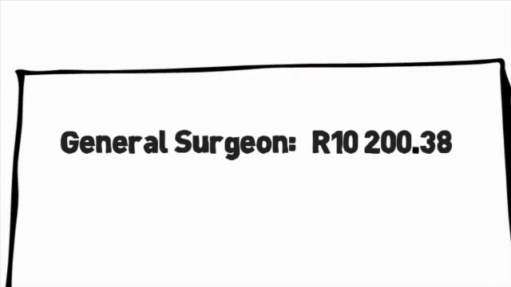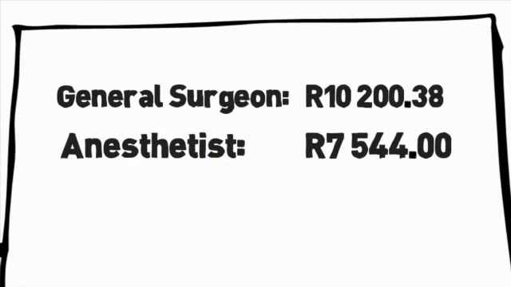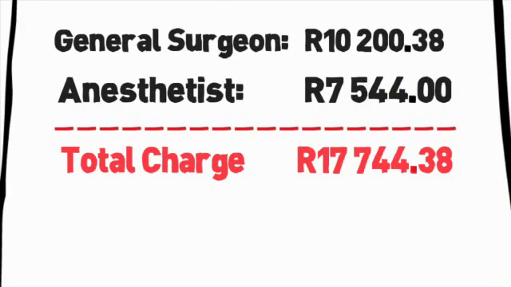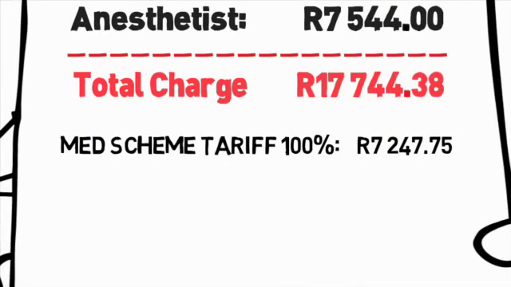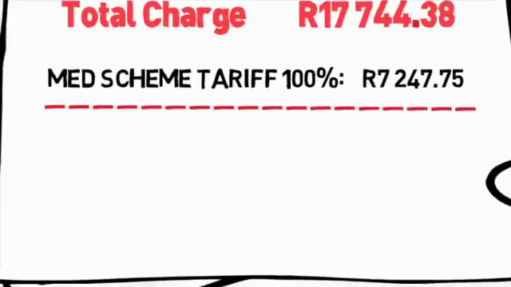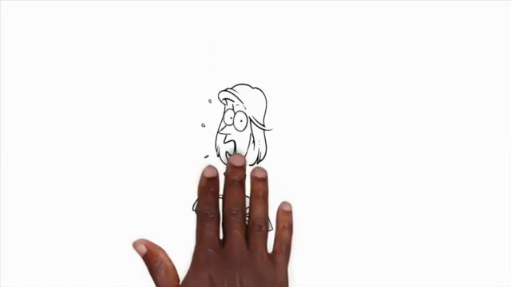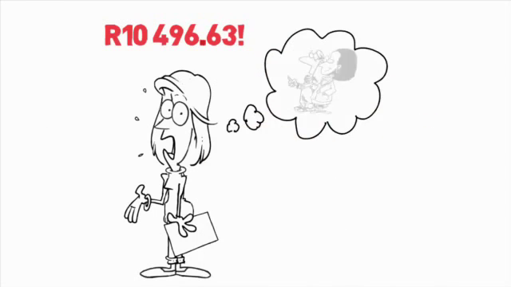She opens a bill which reads, General Surgeon's fees 10,200 Rand and 38 cents. Anaesthetist 7,544 Rand. Total charge 17,744 Rand and 38 cents. Medical scheme tariff at 100%: 7,247 Rand and 75 cents. Unpaid: 10,496 Rand and 63 cents. Michelle now needs to find the additional 10,496 Rand and 63 cents to settle the anaesthetist and surgeon.